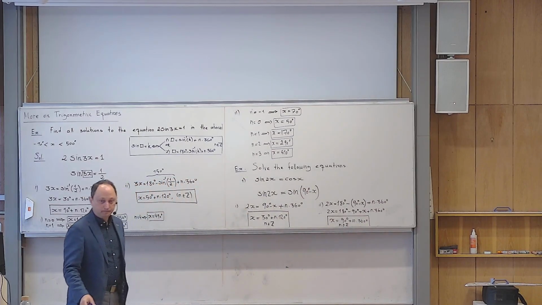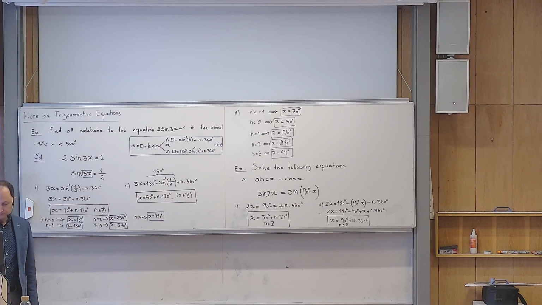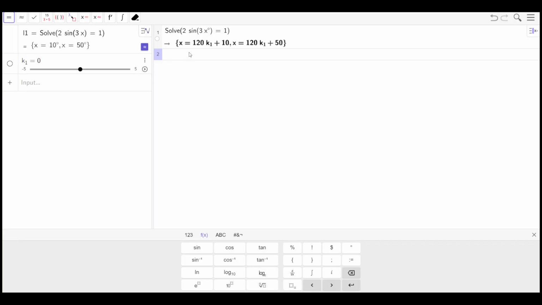Yes, is that clear? Let us test this in GeoGebra once more. If I want to solve that one using this, I type solve, and I type my equation, which is sine of 2x equals cosine x.